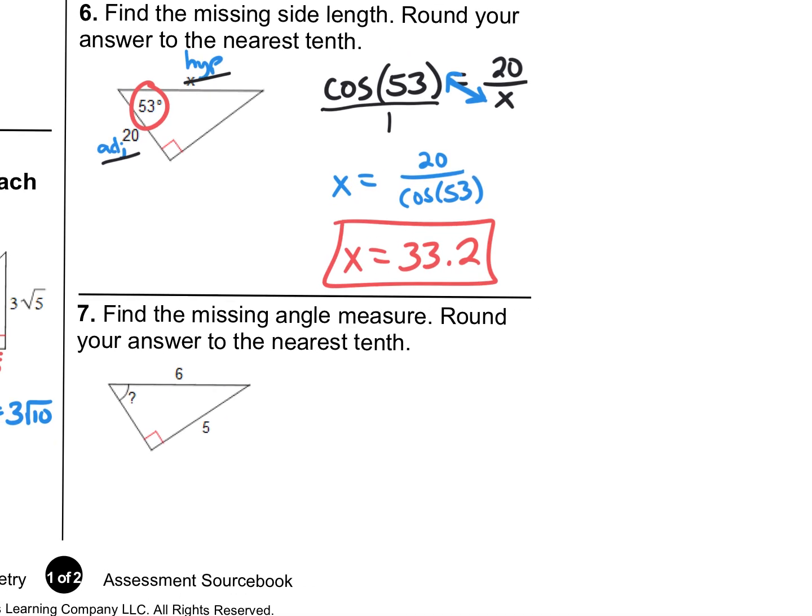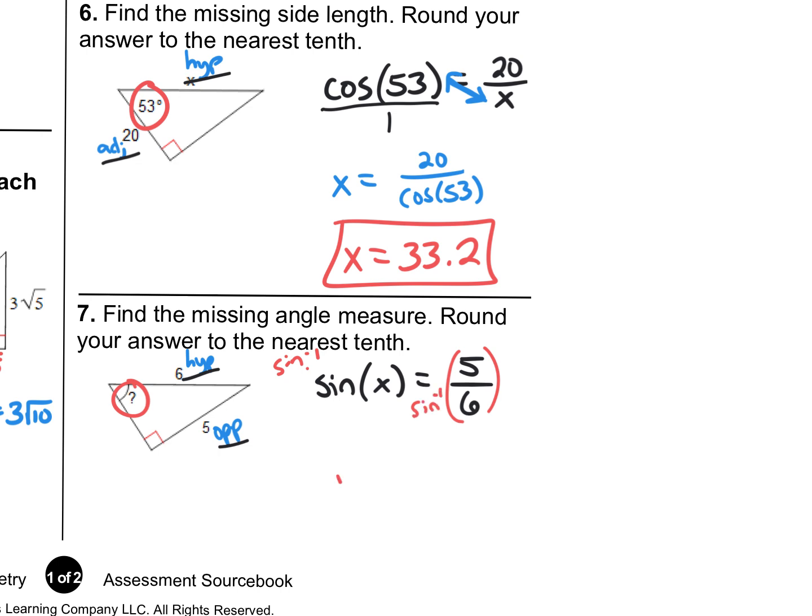What's the first thing we do? Circle the angle, and then label the sides. What's 6? Hypotenuse. 5? Opposite. What trig? Opposite over hypotenuse. That is sine. Sine of x equals 5 over 6. Again, does order matter? Yes. How do I get x by itself? You've got to get rid of sine by doing the inverse.